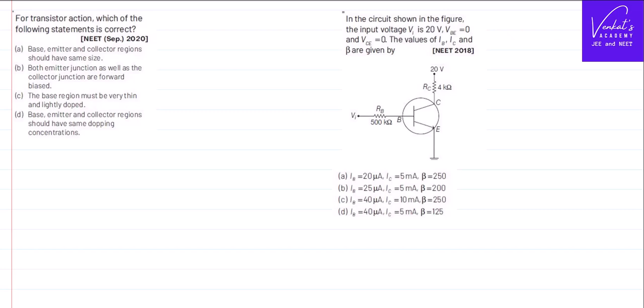Here in this video, we are solving two simple questions based on semiconductor devices which were given in the NEET examination in previous years. The first question is a very simple theoretical question based on transistors, which says: for a transistor action, which one of the following statements is correct? First of all, to answer this, we should have an idea of what a transistor is.